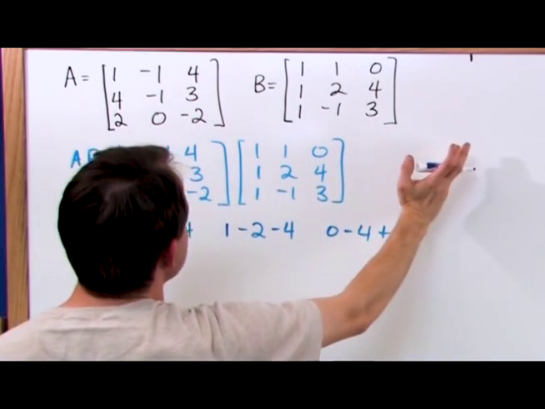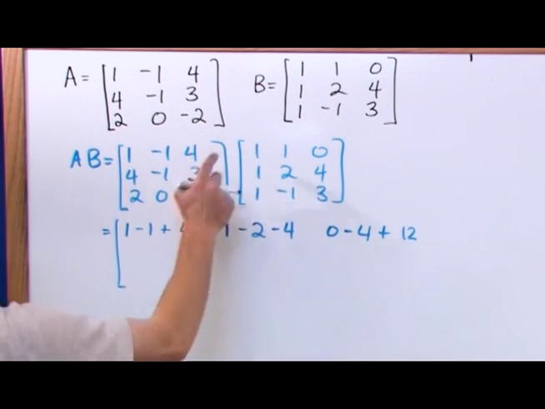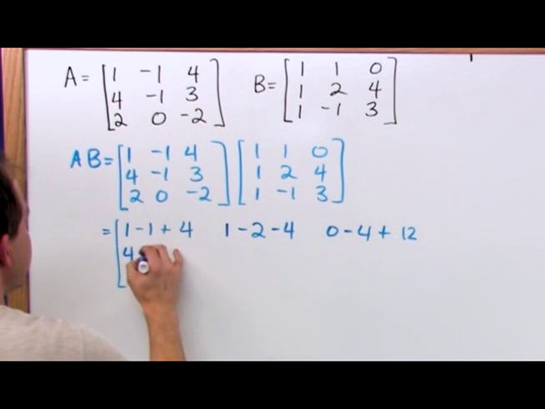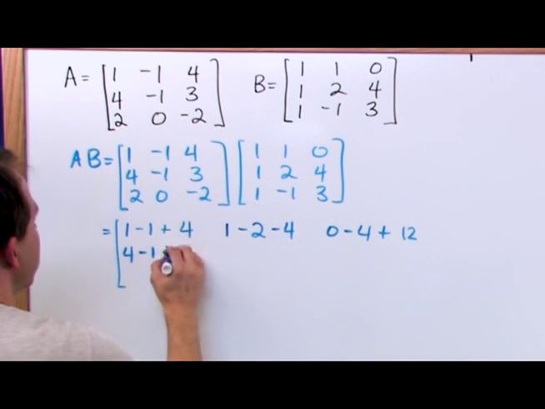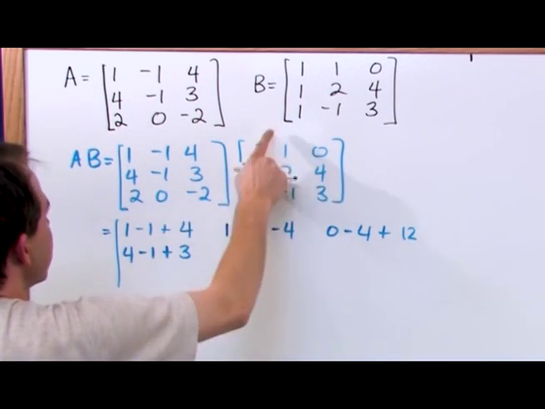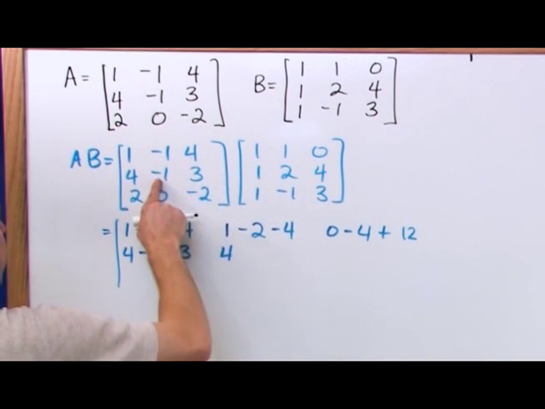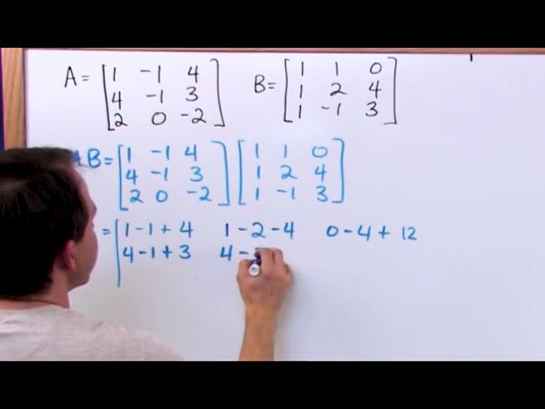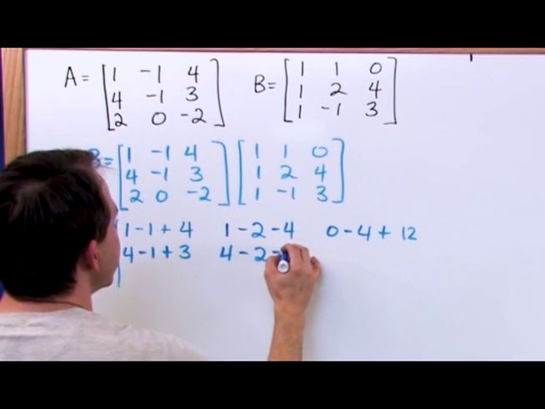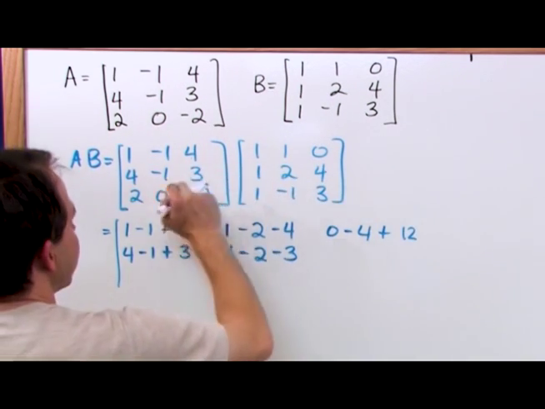And then, so I'm done here, over and down, over and down, over and down. There's no more columns to go, so I stop there and I go to the next row. Over and down. Let's do it again. 4 times 1 gives me 4. Over and down. Negative 1 times negative 1 gives me negative 1. 3 times 1 gives me the 3. Okay, I've gone over and down. Now let's go to the next column. Over and down. 4 times 1 gives me the 4. Over and down. Negative 1 times 2 gives me negative 2. Over and down. Negative 3 times negative 1 is negative 3. Okay? And then let's go to the last column.